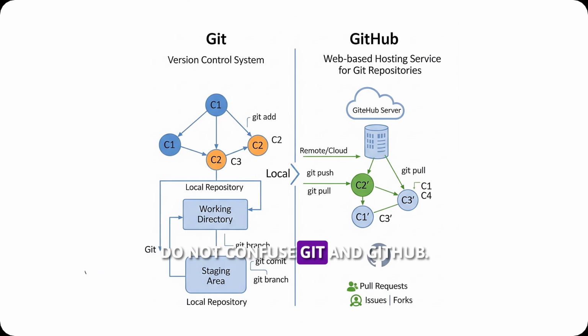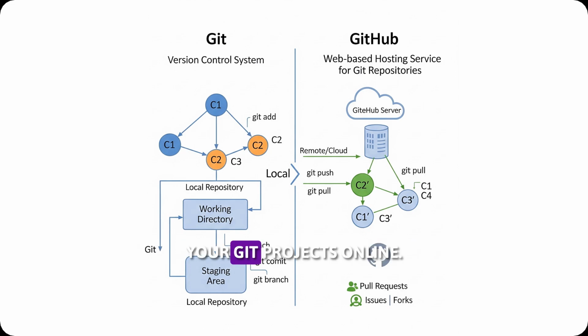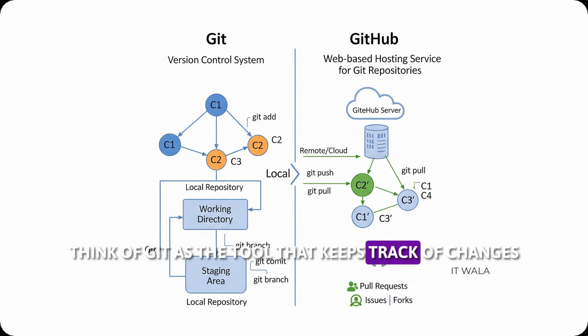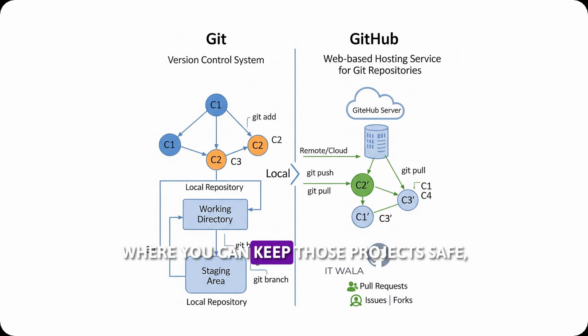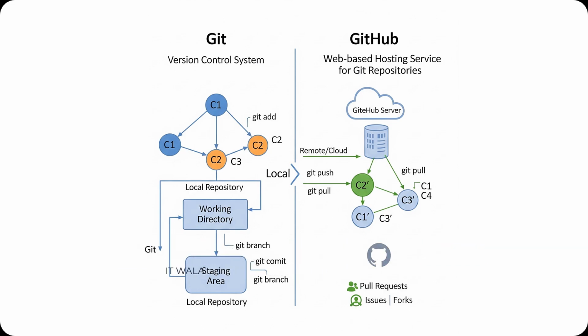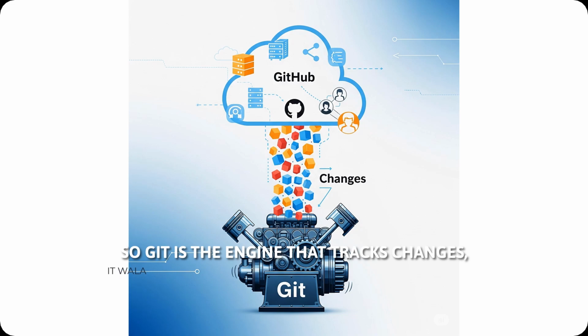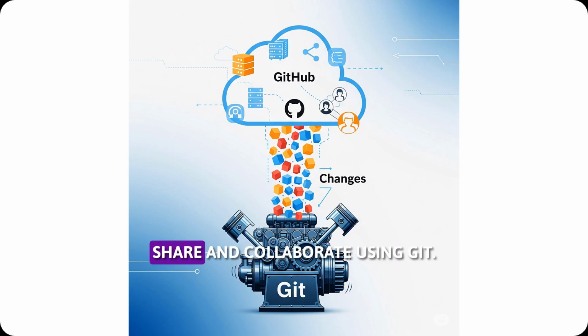Do not confuse Git and GitHub. GitHub is a website where you can store your Git projects online. Think of Git as the tool that keeps track of changes in your project, and GitHub as the online library where you can keep those projects safe, share them, and work together with others. So, Git is the engine that tracks changes. And GitHub is the cloud platform to store, share, and collaborate using Git.